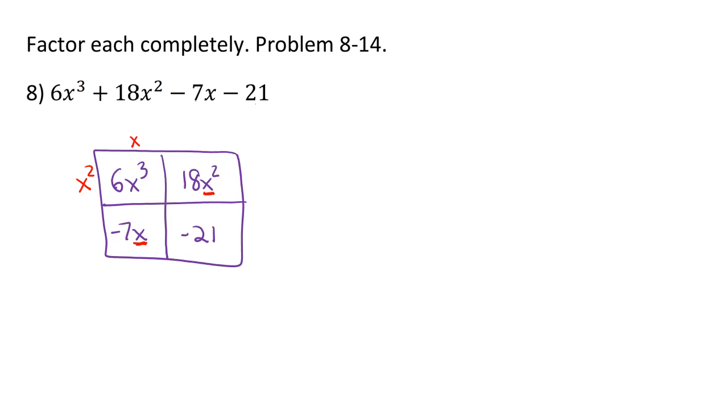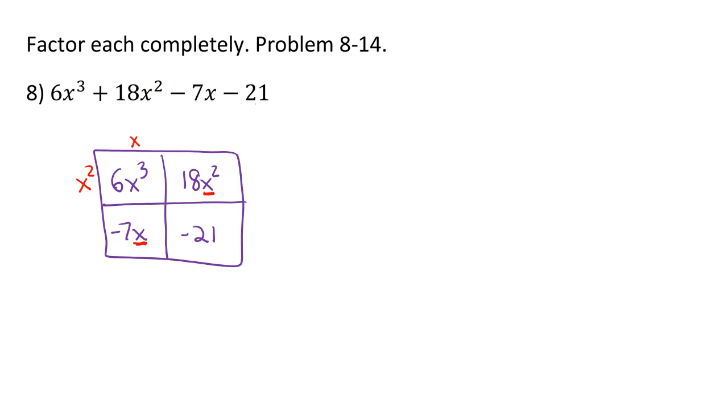Now I need to figure out two numbers that multiply to be the 6x to the third. Well, the first one that pops to my mind is 2 times 3. However, 3 times some number gets me negative 7 doesn't exist. There's nothing times 3 that gets me negative 7. So that can't go there. But if I put a 2 there and a 3 here, nothing times 2 gets me negative 7 either. So multiplying by 3 and 2 isn't going to work.